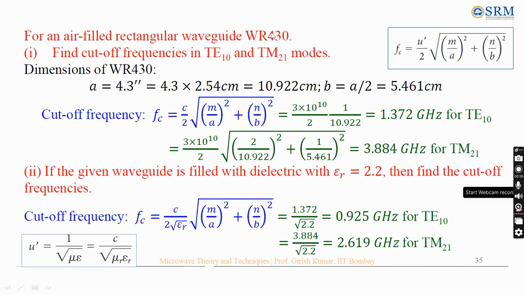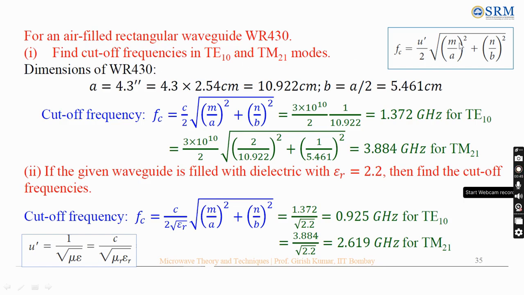So from the given waveguide specification, we are supposed to find the waveguide dimensions, and they have asked us to compute the cutoff frequencies in TE10 and TM21 modes. Then they have filled the waveguide with a dielectric of permittivity 2.22, and asked us to recompute the cutoff frequencies for these two modes. So let us first find the dimension of the waveguide.